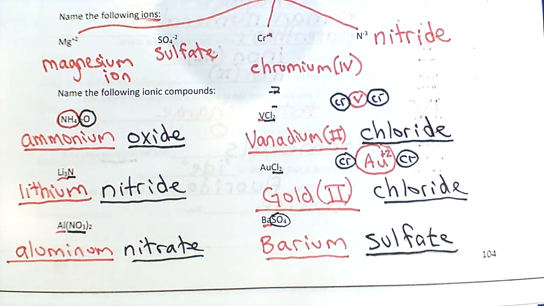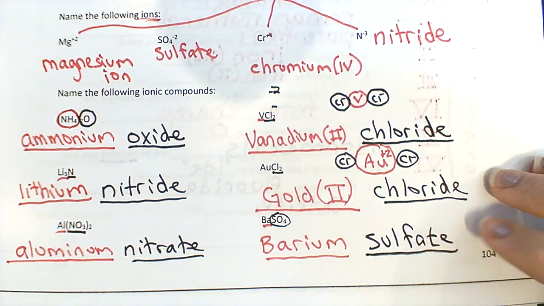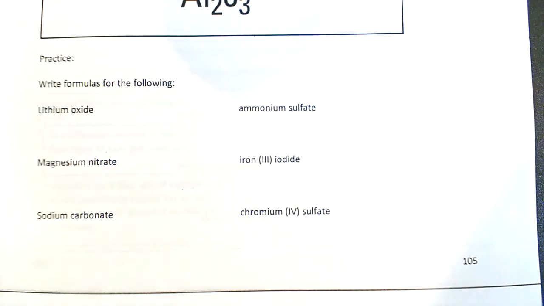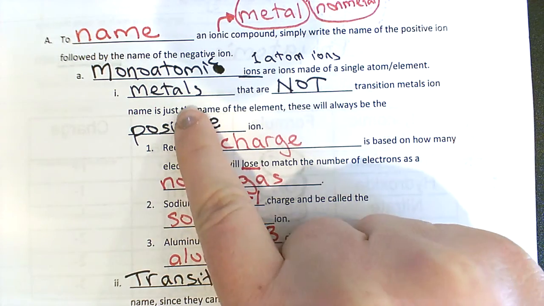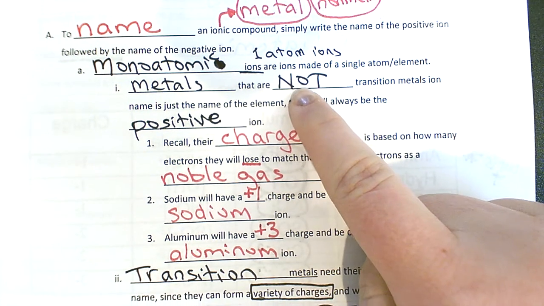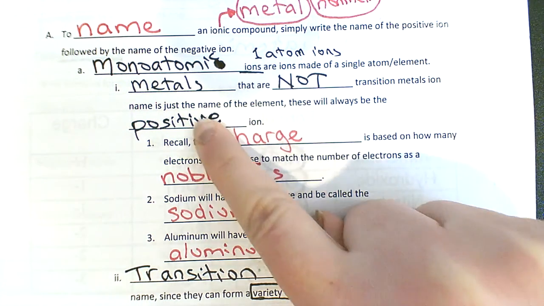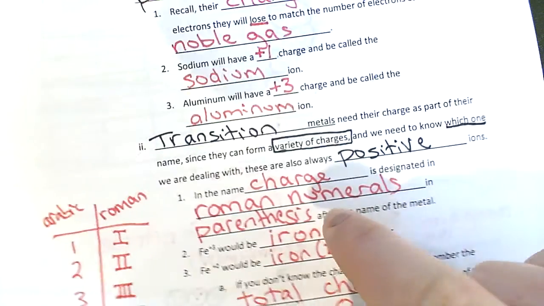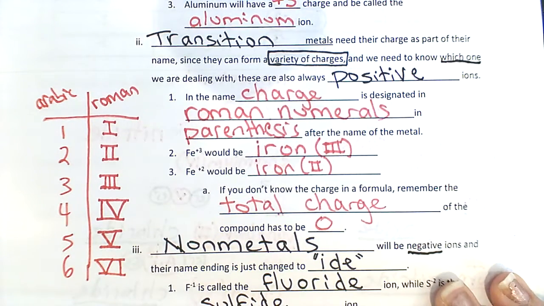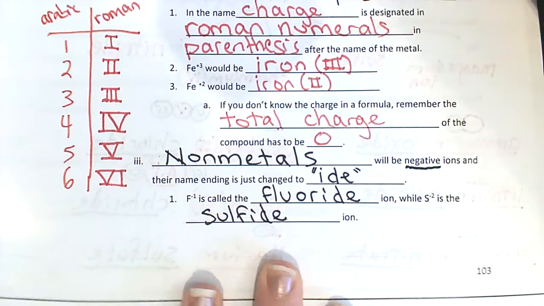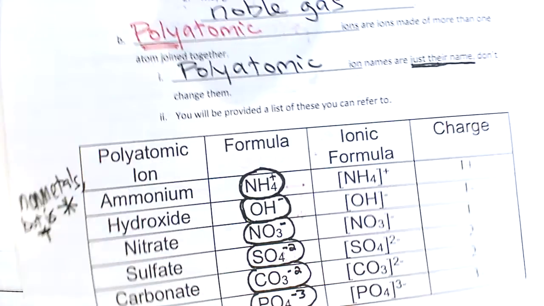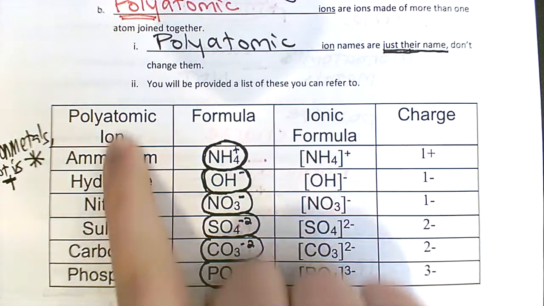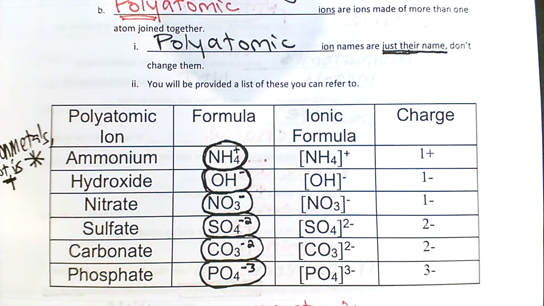So remember, we have four kinds of ions, and these are on the other page here. We have metals that are not transition metals, and their name is just the name of the element. We had transition metals, and this is when we needed to use those Roman numerals. We have the non-metals that we change to "ide." And then we have our polyatomic ions, which are just right off of this table here.